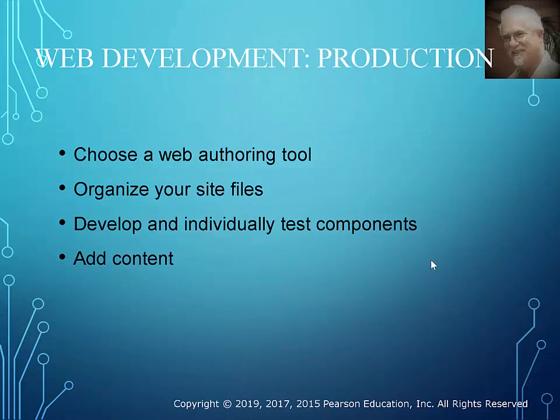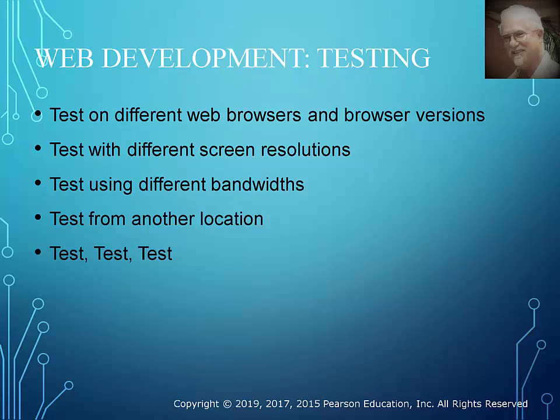The production, you need to choose a web authoring tool. There are many out there. Right now, we're sticking with Notepad++. Organize the site files. I highly recommend putting things in organized folders. Develop and individually test components, and add content. Notice that add content is at the end. You're going to be doing everything else first, doing the design and organizing things before you even put content in. So don't do that too early, please.